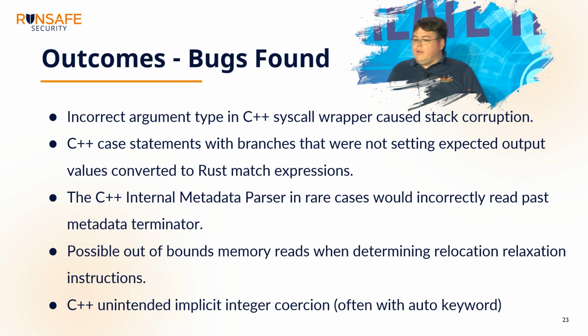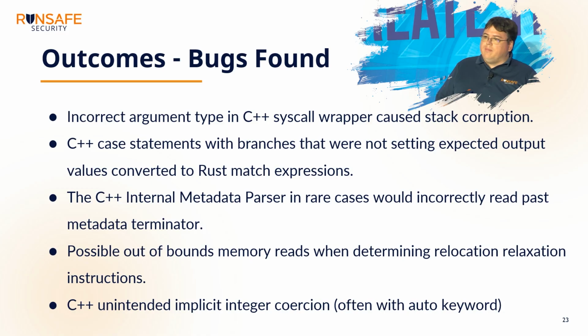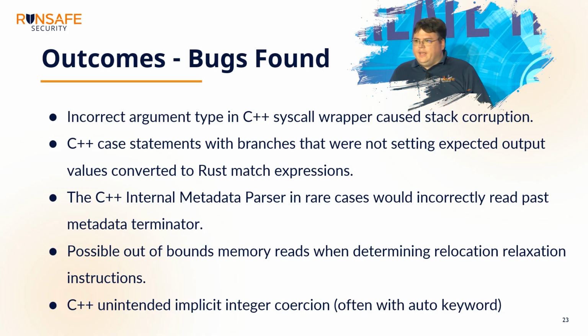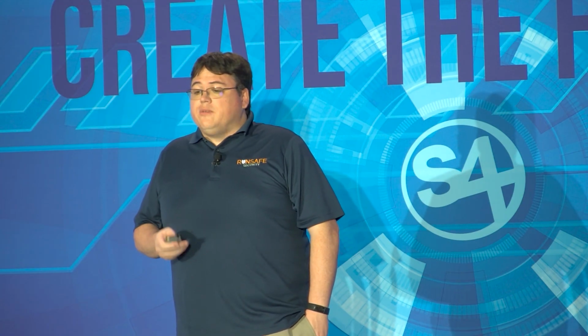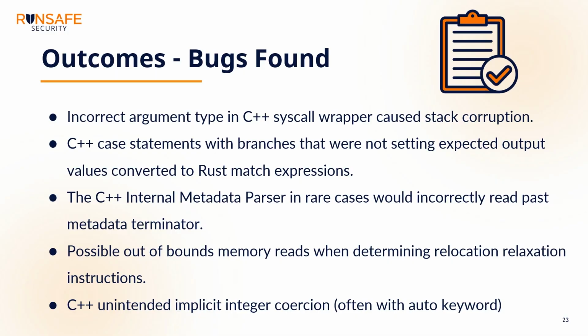We found a lot of incorrect argument types in some of our syscall wrappers. We found a lot of C++ switch statements that weren't necessarily setting all the values expected in each switch statement. Some of our internal parsers had issues where they might overrun their buffer and read in an innocuous fashion, but it was still reading past the end of the buffer in a couple of cases. There was also the possibility of some out-of-bounds memory reads that wouldn't have been necessarily detected in the C++ code. Again, they weren't actually being used in that fashion.